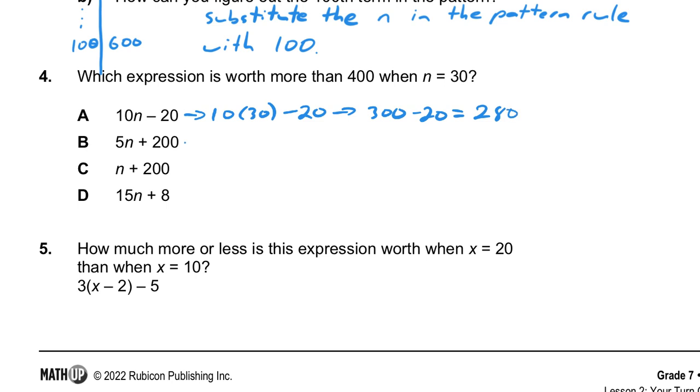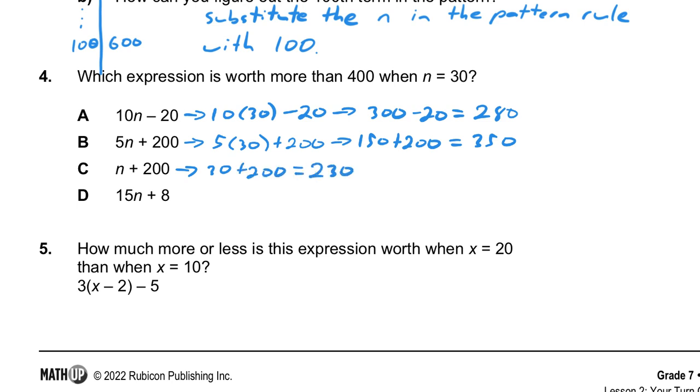The next one, we can substitute the n, 5 times 30. Okay, 5 times 30 is going to be, oh, and then we're adding 200. That's going to give us 150 plus 200, which is equal to 350. That's also not more than 400. Let's do this one. N is going to be 30 still, plus 200, which gives us 230.